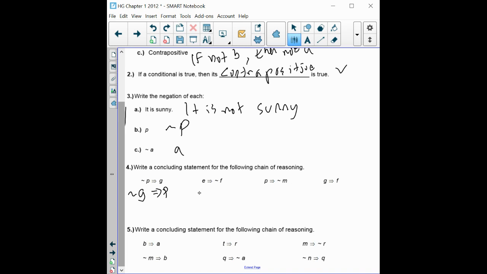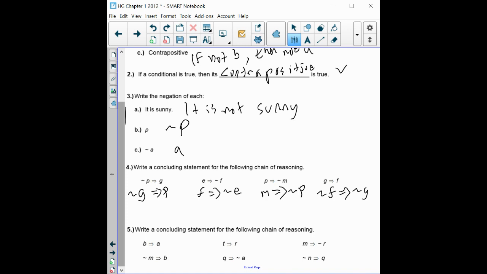So then we switch the order. Here, F would lead to not E. M would lead to not P. And then not F would lead to not G. Okay. So when you see this, having the four statements that we're just assuming are true because they're telling us that, we also know the contrapositives are all true. So now what we want to do is connect all of these into one big conclusion.